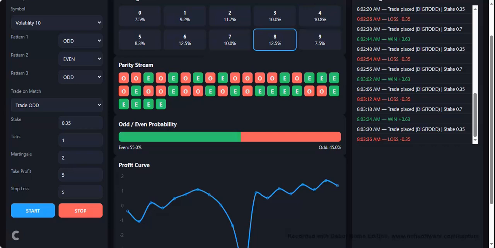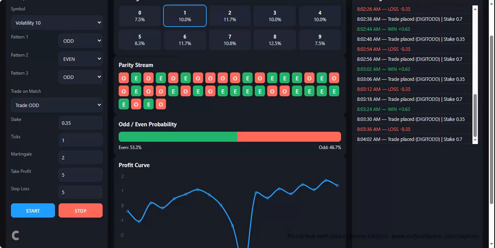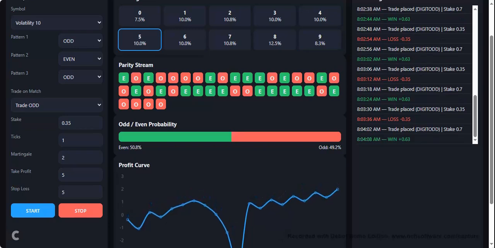Automation does not eliminate risk. It organizes it. Markets remain uncertain, and no system guarantees profit. What the bot provides is a framework for managing uncertainty with consistency.